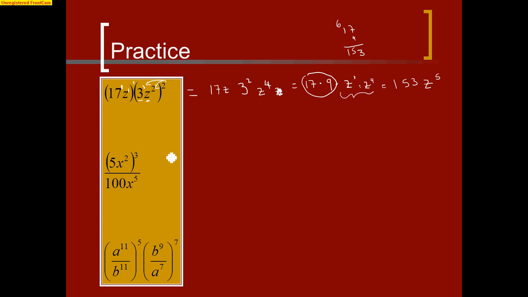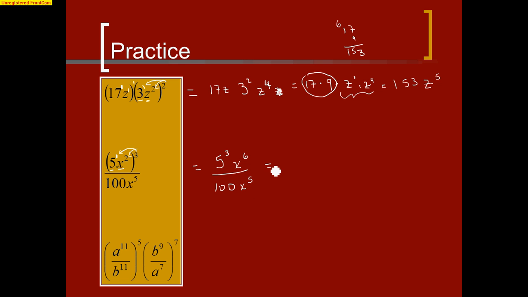Let's look at this one. You may not cancel this 5 and this 100. That's not a 5. What is that? That is an exponent of 1. See different bases with multiple exponents. Distribute. So this is 5 to the 3 times 1 and x to the 2 times 3 over, nothing happening here.